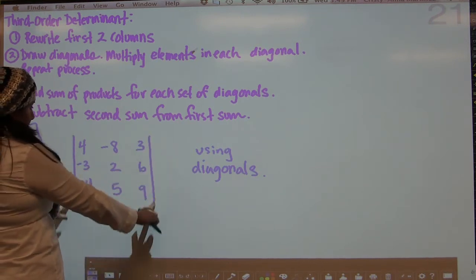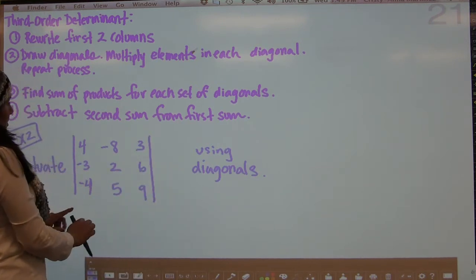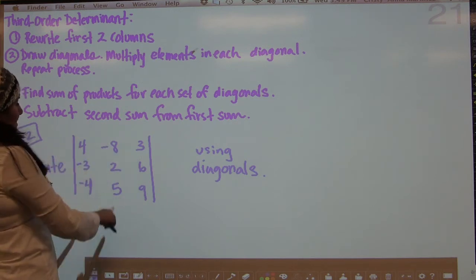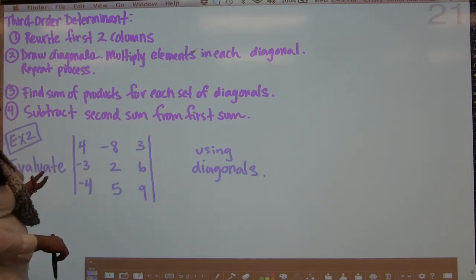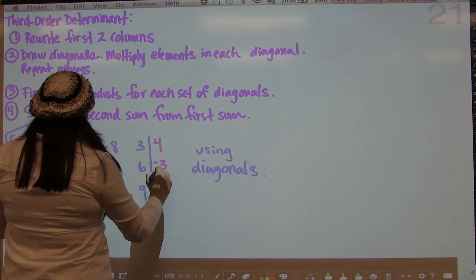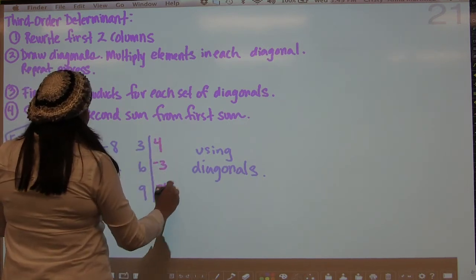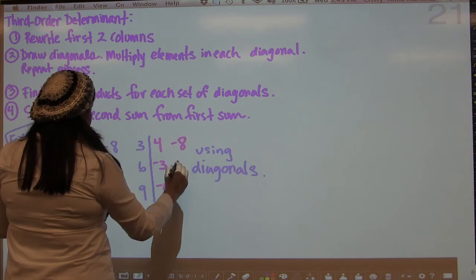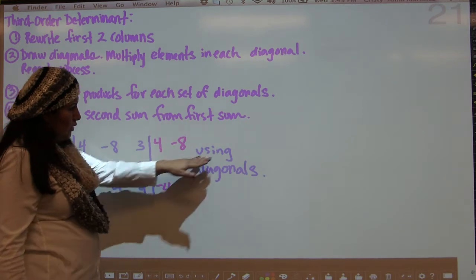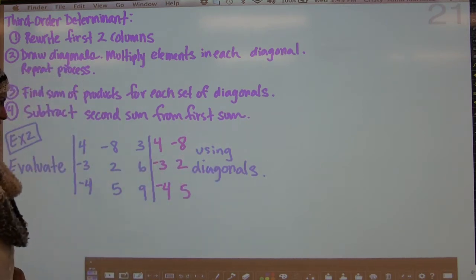Notice how it has the bars again. So they want me to find the determinant here. So I need to take these first two columns. Remember, columns go up and down. And I want to rewrite them. So I'm going to rewrite 4, -3, -4, and then -8, 2, and 5. And now you'll see why I moved the word using over here, so that I can have space to do that. That's the first thing you want to do.